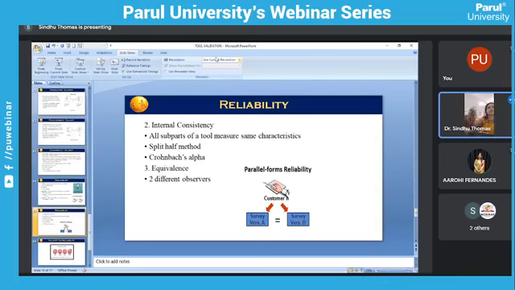So if any one of the stability, internal consistency, or the equivalence is taken care of, and the R value is coming between 0.7 to 0.9, we can tell that the tool that has been developed is reliable.